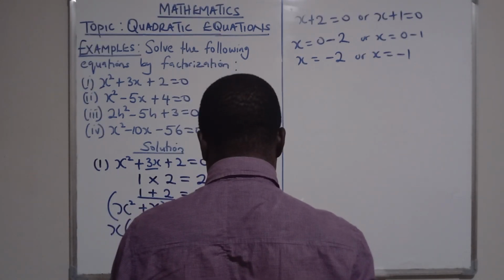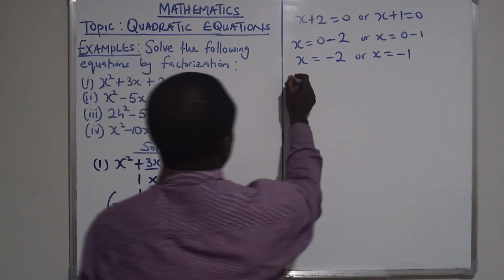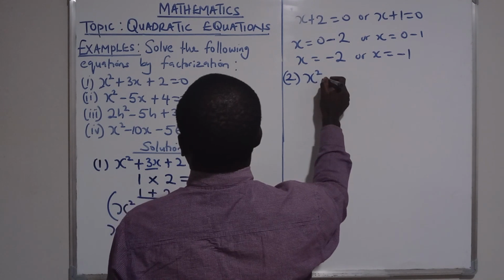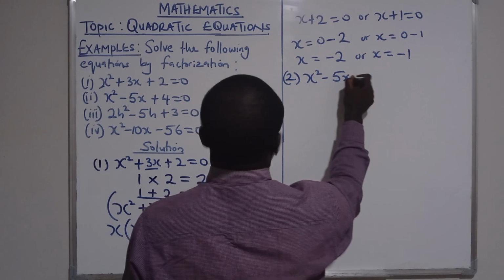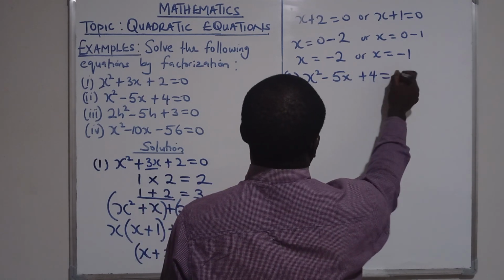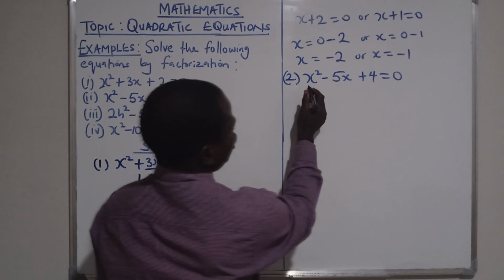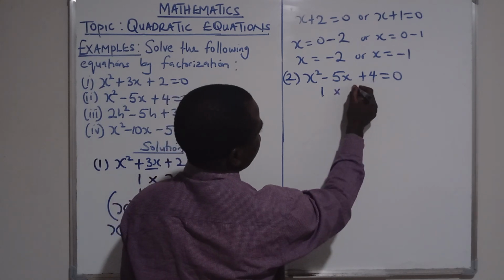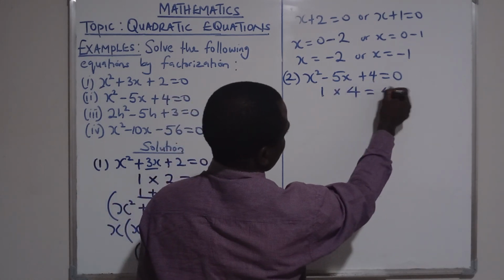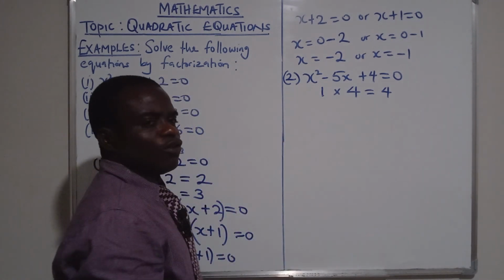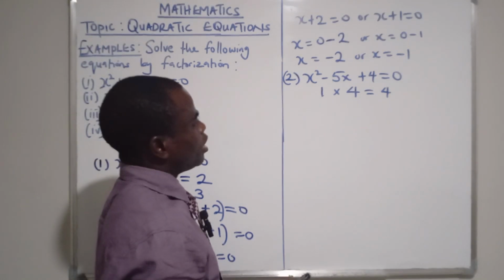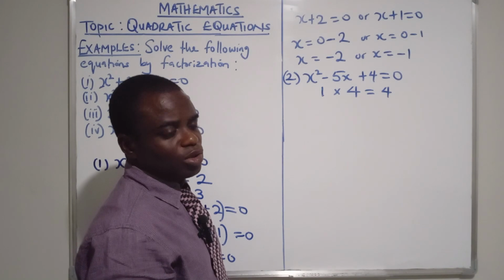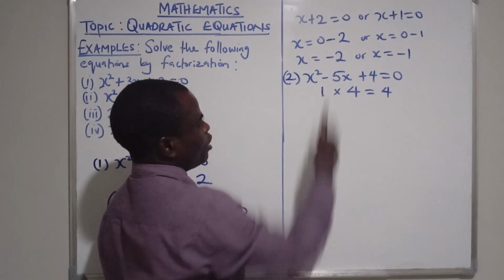The second question, which is x squared minus 5x plus 4 equals 0. The coefficient of x squared is 1 multiplied by the constant 4, which is 4. Now think of two numbers that when you multiply them together, it will give you 4, and when you add those two numbers together, it will give you minus 5.